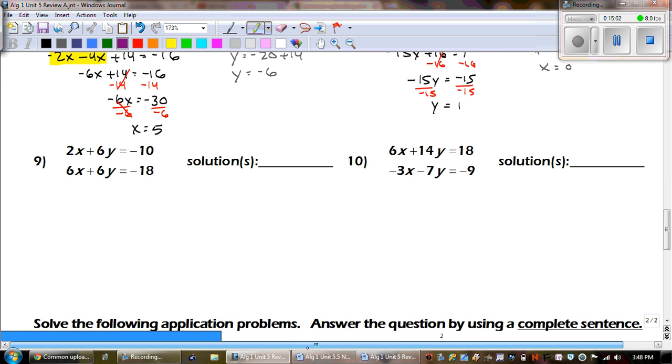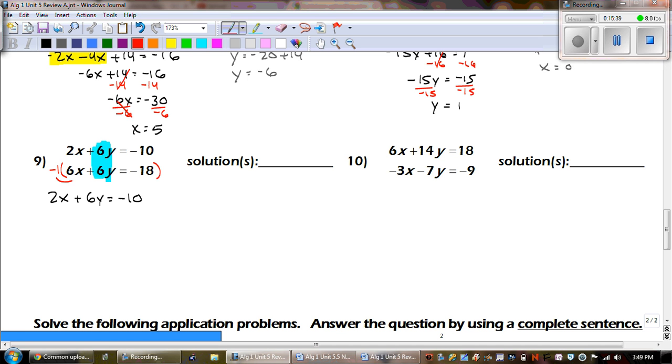Alrighty. Number 9. Now, when I'm looking at 9, the first thing that I notice is that my x's and my y's are already lined up. What do I want to get rid of? I want to get rid of the y's because one's positive 6 and the other's negative 6. So I'm going to multiply the bottom by negative 1. So my top equation stays the same: 2x plus 6y equals negative 10.